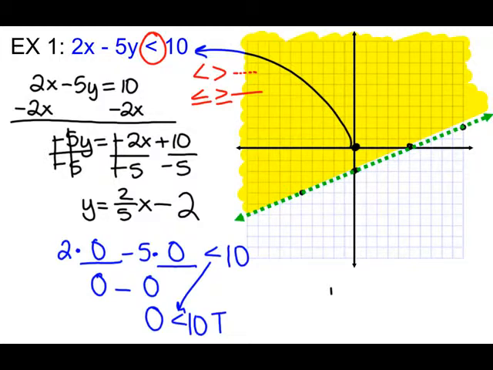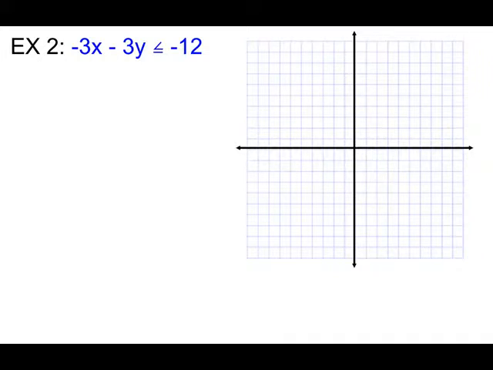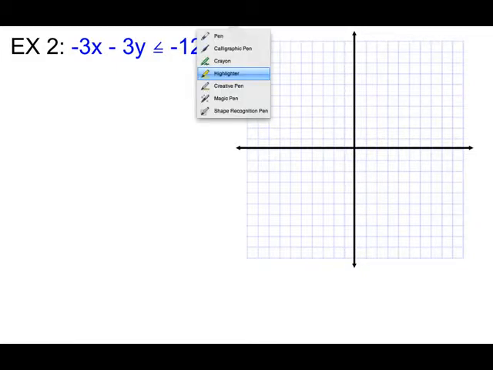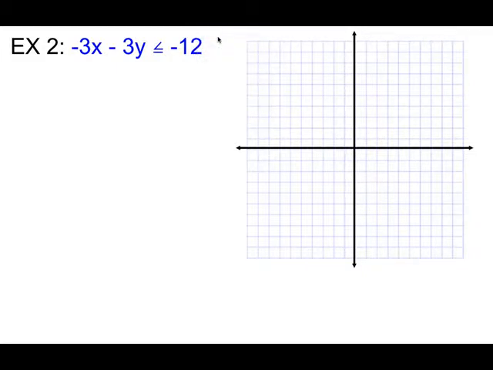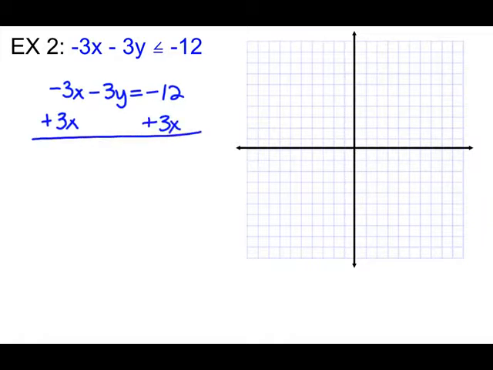Let's try one more of these. The second one we're going to do is example 2. It says negative 3x minus 3y is less than or equal to negative 12. I don't have my y by itself. It is not isolated. So step 1, I need to rewrite it: negative 3x minus 3y equals negative 12. This time I'm going to add the 3x over. Last problem I think we subtracted. I get negative 3y equals a positive 3x minus 12. I divide everything by negative 3.